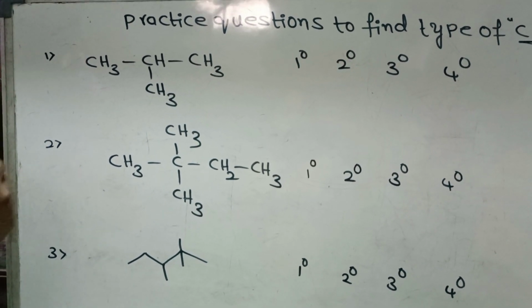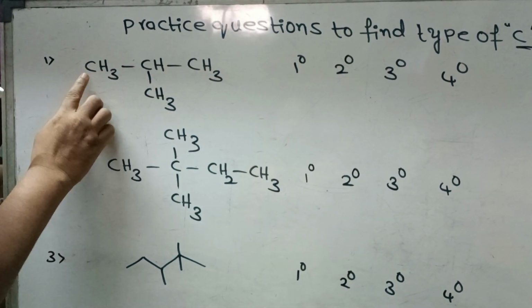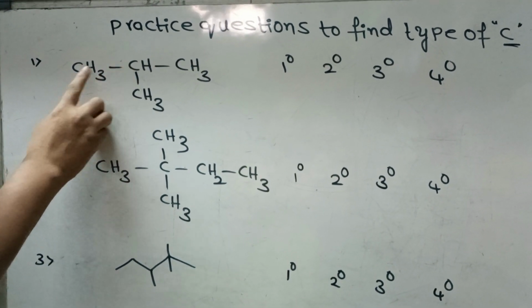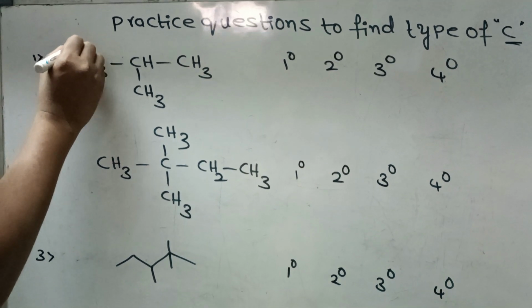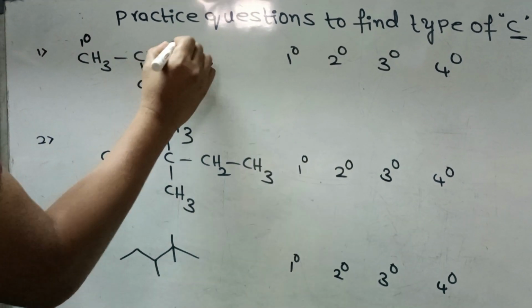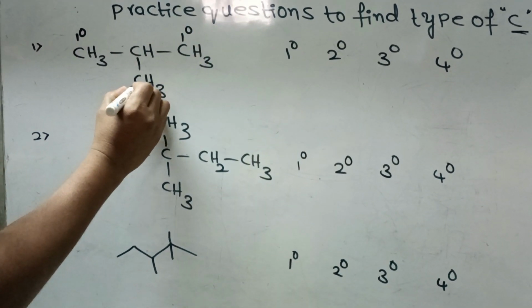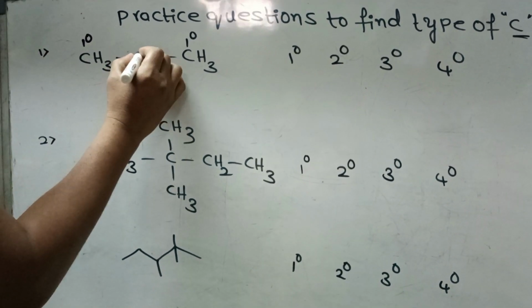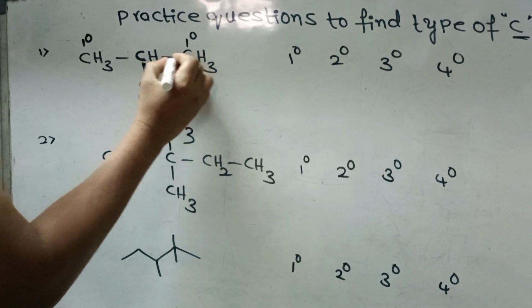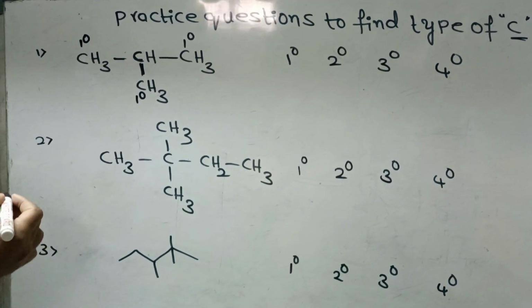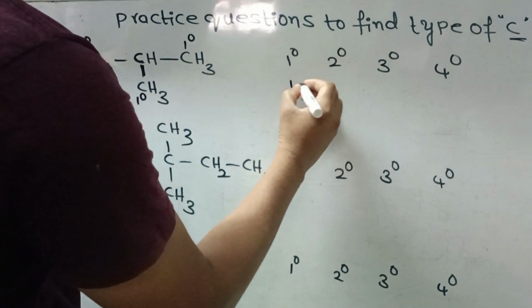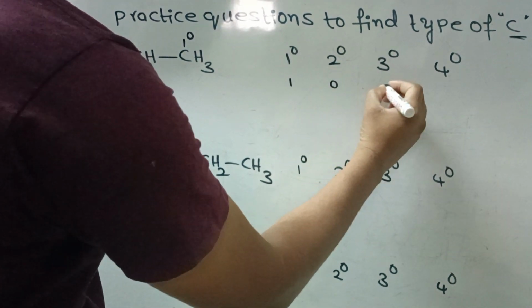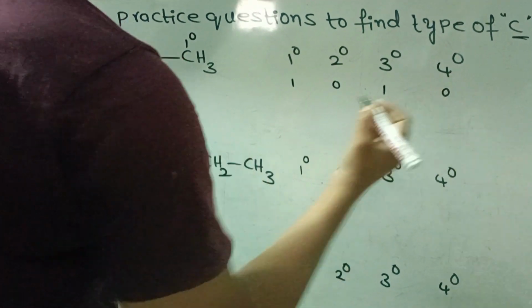First example. So what is a primary carbon? The carbon directly attached to one carbon. So this is a primary carbon. And this carbon is directly attached to one carbon, so it is primary. Here this carbon is directly attached to the three carbons, so it is called a tertiary carbon. The primary carbon is 1, secondary carbon is 0, tertiary carbon is 1, quaternary carbon is 0.